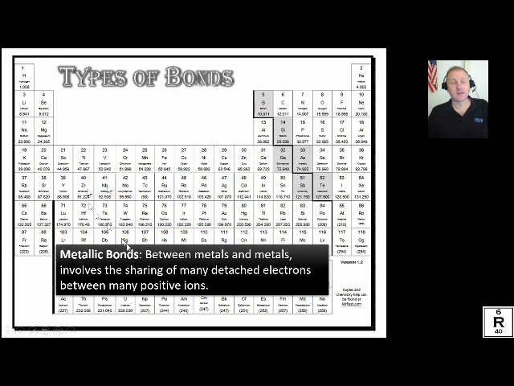Metals between metals are metallic bonds, and basically what you have here is many electrons. It's called the free electron model. You have many electrons around positively charged ions. So when you have metals, the metals turn into ions, positively charged, and the electrons are free to move about. That's why they're good conductors of heat and electricity, by the way.